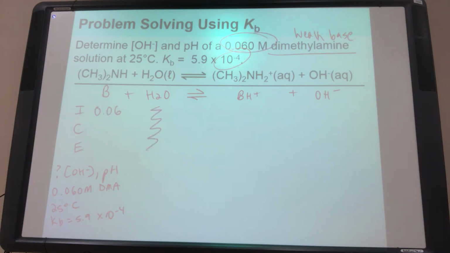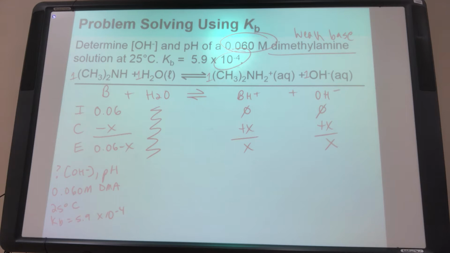Water doesn't count. Same process. It's going to be very similar to what we just did in the last problem, in the last lecture. 0, 0. It's all a 1 to 1, so 1 to 1 to 1 to 1. So this is going to be negative x, plus x, plus x. So this is 0.06 minus x, x, x.